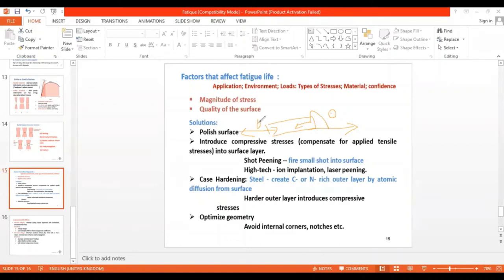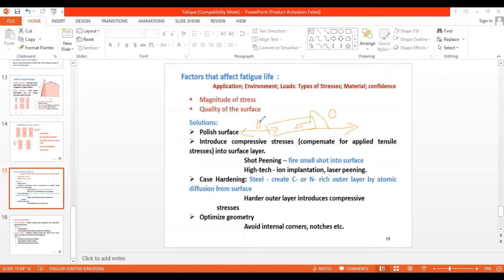Steel creates a carbon-rich outer layer by atomic diffusion from the surface. So this can be applied to make the surface strong. You put some carbon and you need to give some fire, but everything should be in a controlled environment, right? There you will obtain a material where the surface is actually hard. In case hardening, the hard outer layer introduces compressive stresses.